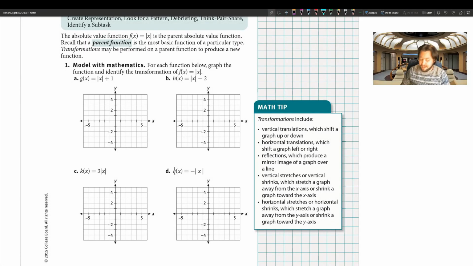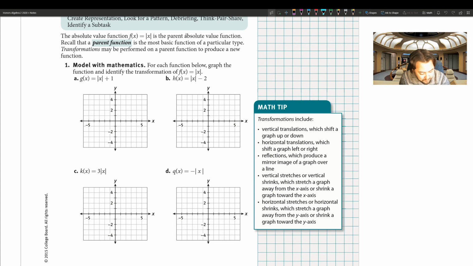Okay, we're going to talk about the absolute value parent function, and that is on the screen right here. It is f of x equals absolute value of x. Pretty straightforward. So we're going to be looking at different transformations of this parent function. So let's take a look at a, g of x.